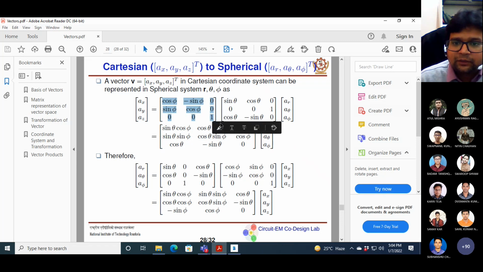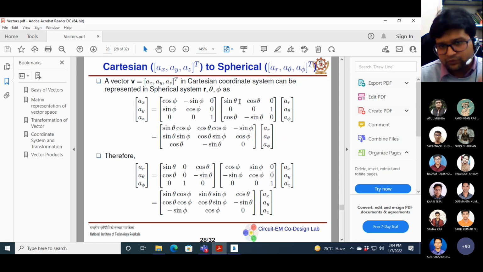And then the cylindrical coordinate system is multiplied with a theta degree rotation about the phi axis, and this one is a phi degree rotation about the z axis. So this is the phi degree rotation of the z axis, and this is the theta degree. If you multiply these, then you will get the resultant transform from r, theta, phi to Ax, Ay, and Az. In a similar way, you can do the inverse transform.